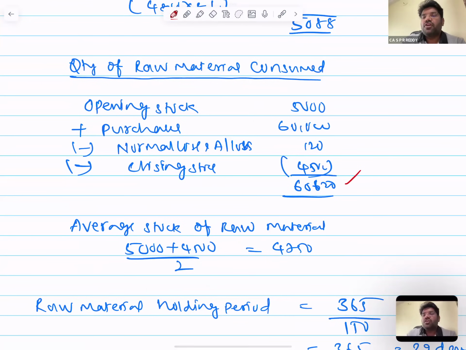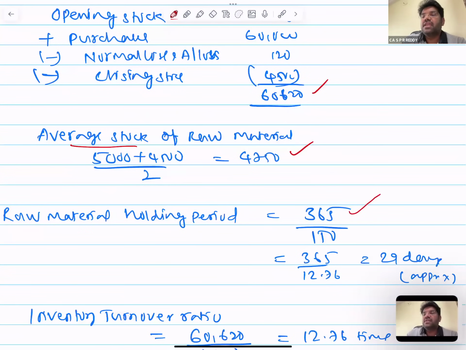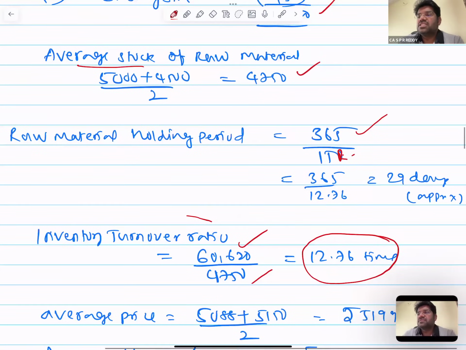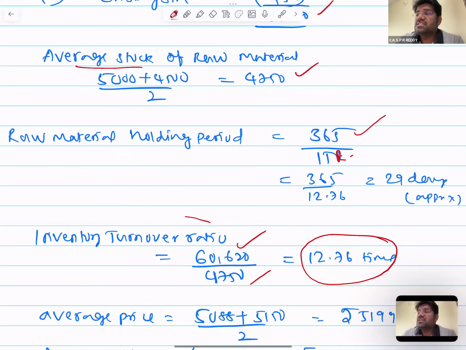How do you get average stock of raw material? It is opening plus closing divided by 2. So we got the average stock of raw material as 4,750. How do you get raw material holding period? It is 365 days divided by inventory turnover ratio, ITR. How do you get inventory turnover ratio? Raw material consumed divided by average stock. I got 12.76 times. So 365 divided by 12.76, I got approximately 29 days. That is the average holding period.